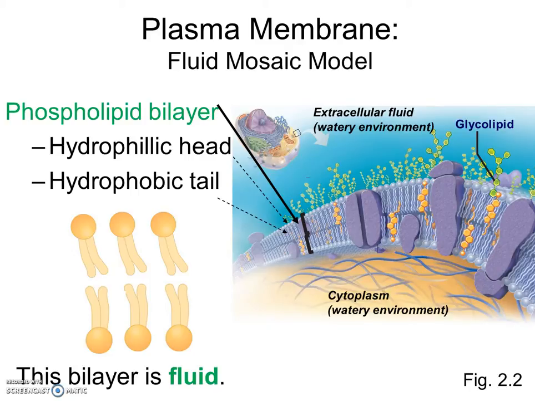So they move actually with the consistency somewhat like oil. Think of oil you put in your car or cooking oil and how it moves slowly and sluggishly. And that's how these phospholipids move with each other. They kind of drift past each other really slowly. And that's important because that means the plasma membrane is somewhat flexible and can change shapes.